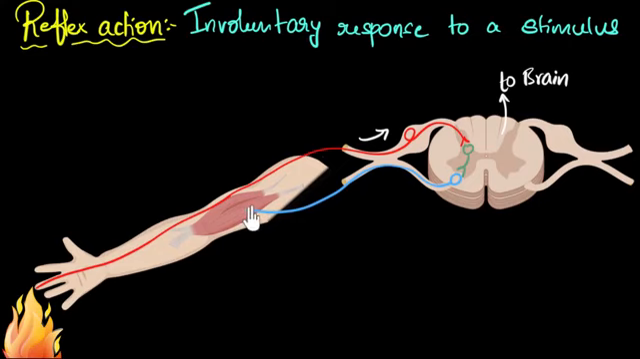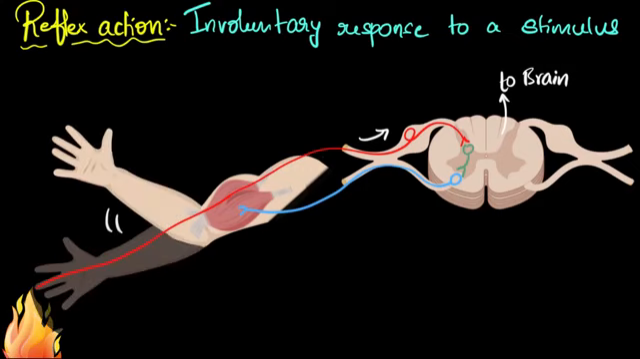It sends it directly to that bicep muscle. So the electricity gets directly sent to the bicep. The bicep contracts, pulling my hand, and as a result, my hand moves away from the fire. And so the speciality of the reflex action is that it does not wait for your brain to process that information and then to give you command. It immediately redirects it to the muscle, and the reflex action is carried out.